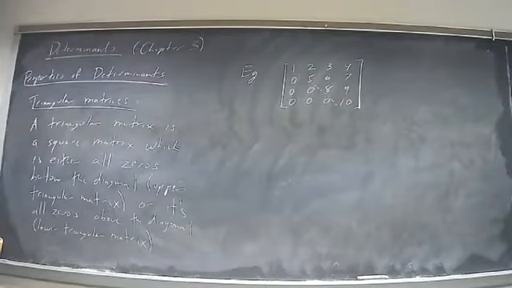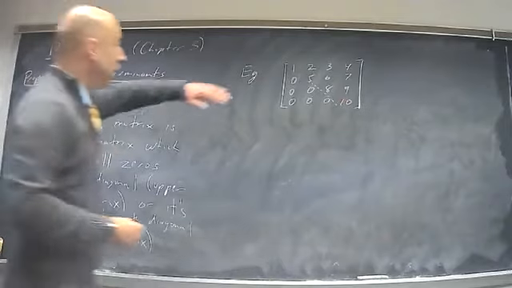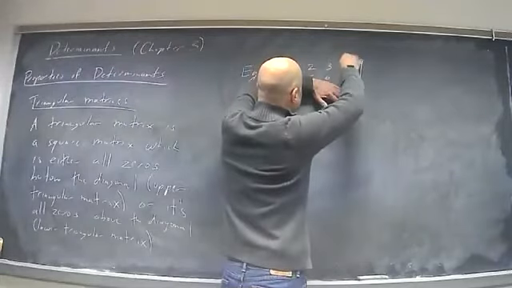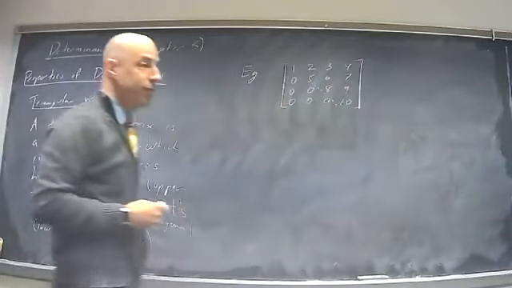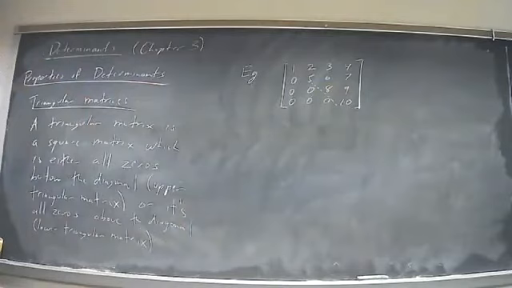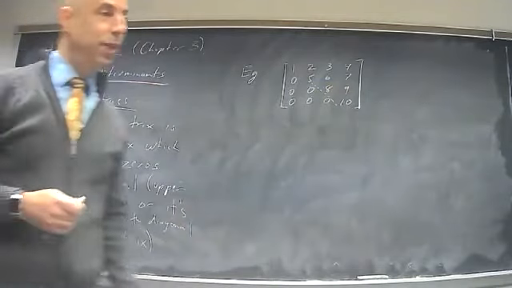All zeros below the diagonal. If I had a lower triangular matrix, it would be all zeros above the diagonal. Everything above the diagonal would be 0. Is everybody okay with this so far?